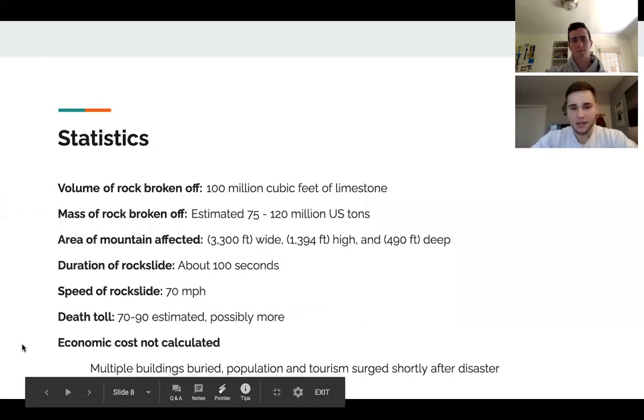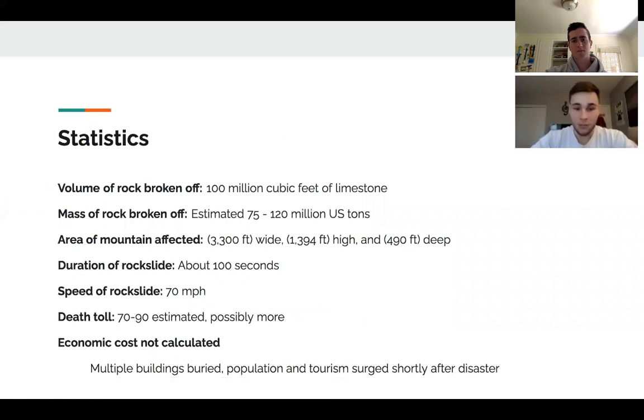And now here are some statistics just to depict the magnitude of the event and how dangerous a rock slide can be. I'll pretty much summarize by the death toll, which is 70 to 90 people, and by some estimates, even more.